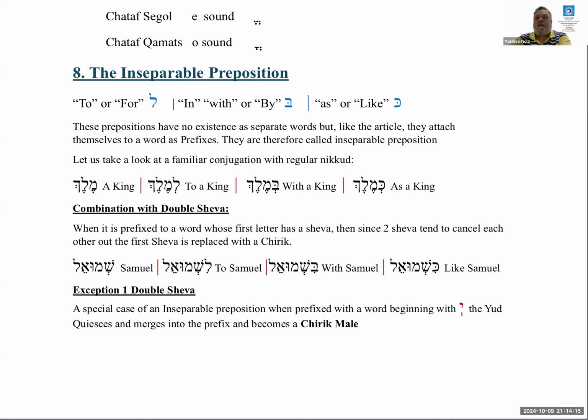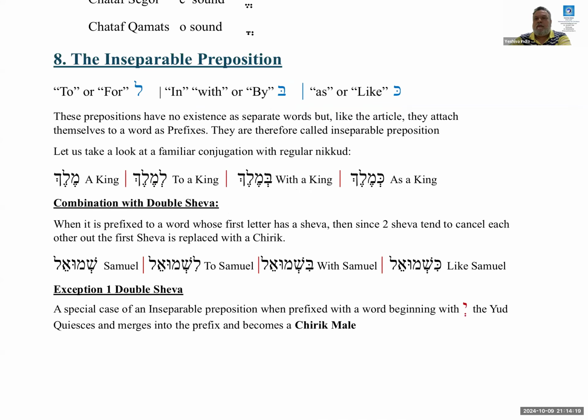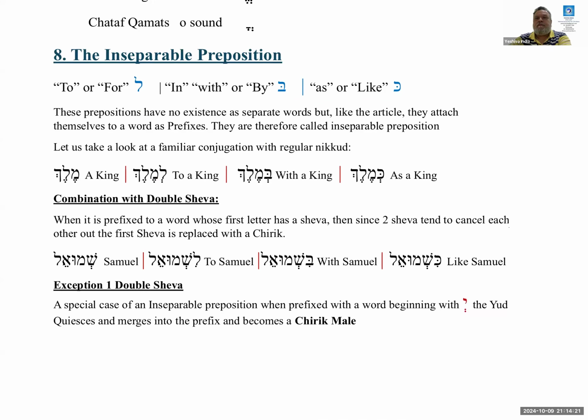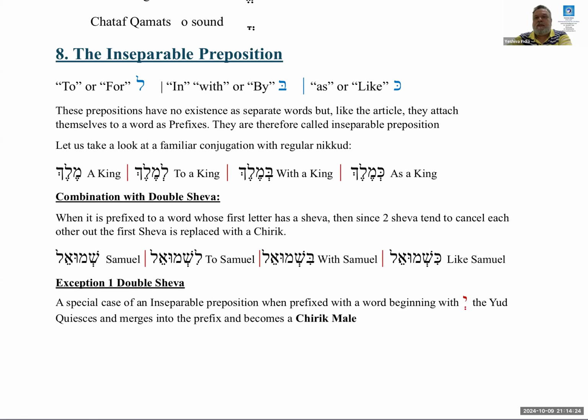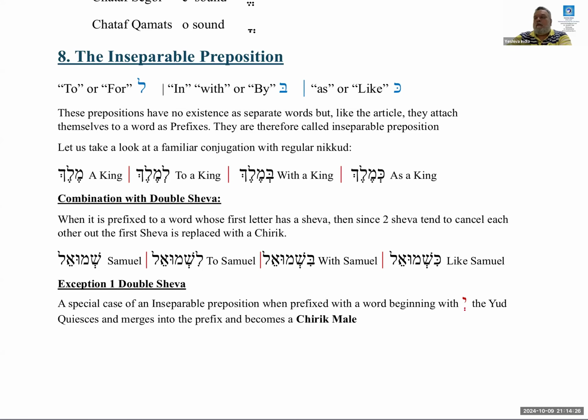Then we did the inseparable. Did we do the inseparable preposition with you guys? No, right? I don't think so. Okay, this is where we need to actually start. So, what is a preposition? A preposition is something that gives direction to any verb or to any noun, right? So, to, for, in, with, by, on, under, all that stuff comes in as prepositions. But the most common use for prepositions is what we will be studying here in Hebrew.